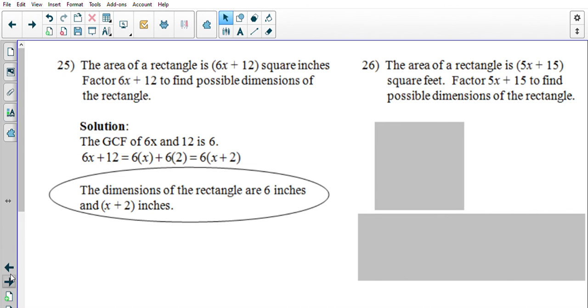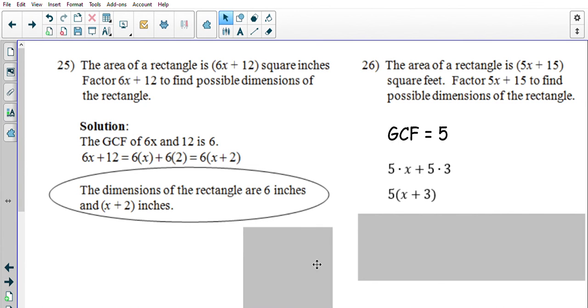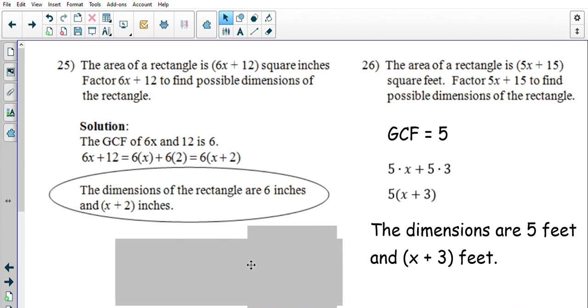So the area of a rectangle is length times width. So let's factor 5x plus 15. The GCF is 5. So this breaks down into 5 and then in parentheses x plus 3. So if it's length times width, then my dimensions can be 5 feet and x plus 3 feet. Seems kind of weird to write it that way, but it is a way to look at some more challenging algebraic problems that also incorporate a little bit of geometry.